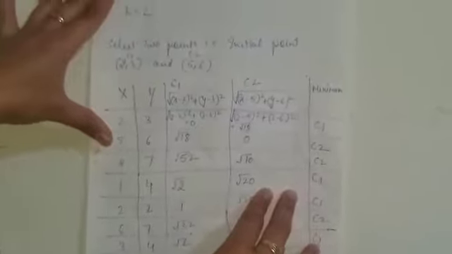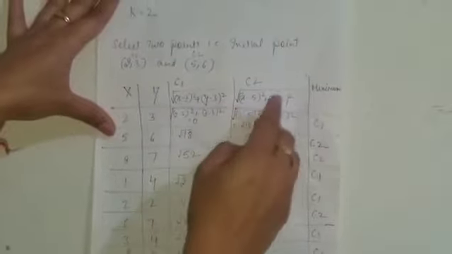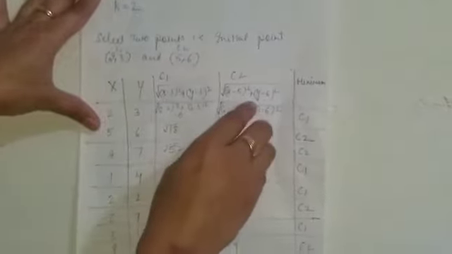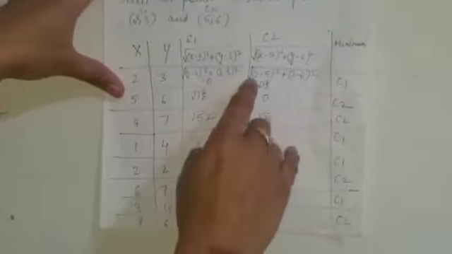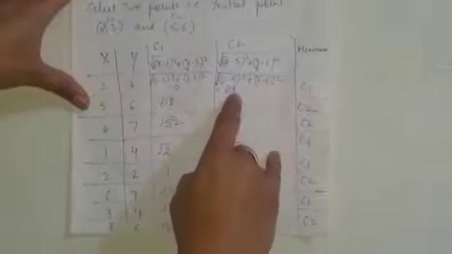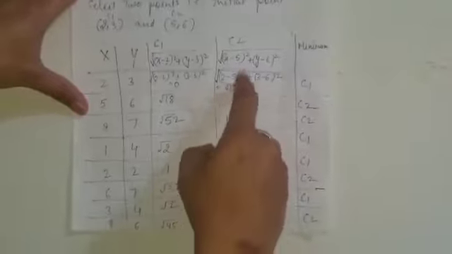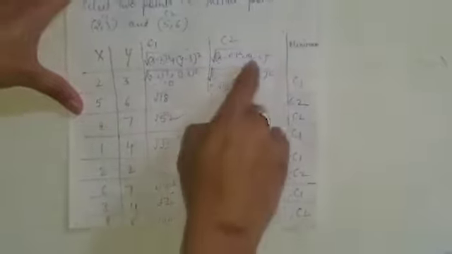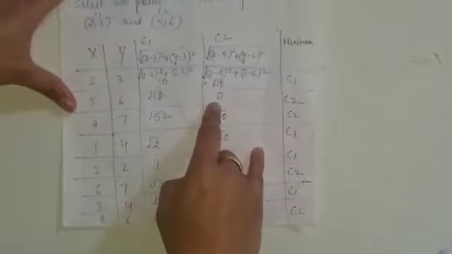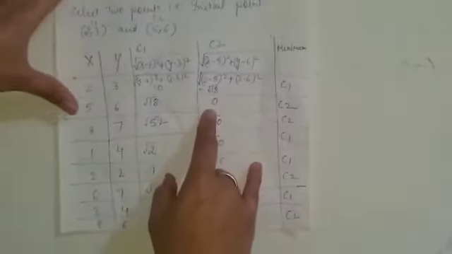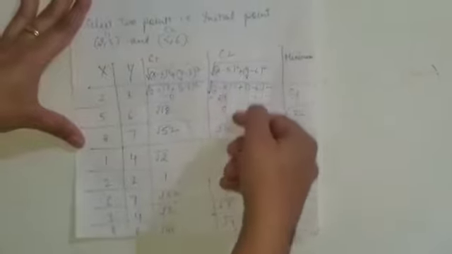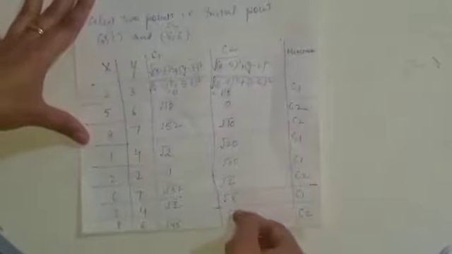Now we have to calculate the Euclidean distance for C2. It is the root of (x minus 5) whole square plus (y minus 6) whole square. X is 2: (2 minus 5) whole square plus (3 minus 6) whole square, that is equal to 18. Here x is 5: (5 minus 5) whole square plus (6 minus 6) whole square, that is 0. Likewise we can calculate all the values of C2.